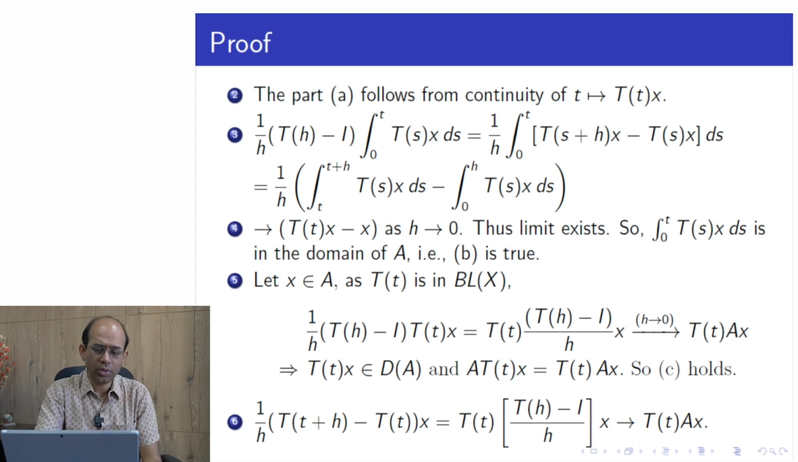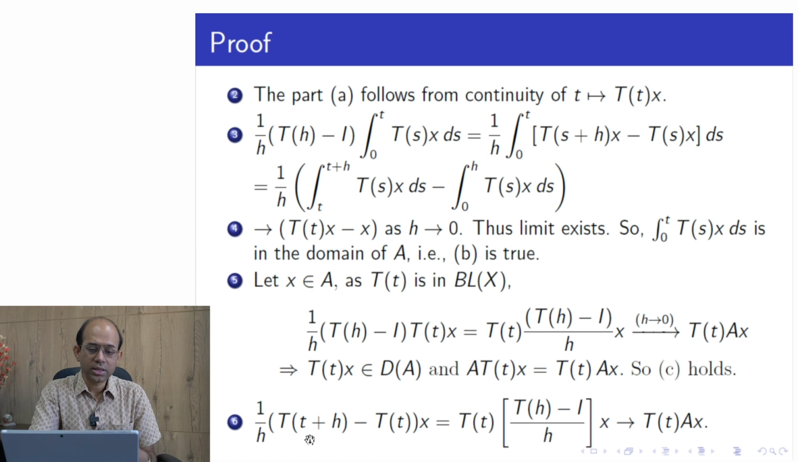Now for the derivative part, what we do is we take 1 over h times T(t+h)x minus T(t)x. Why do we do that? Because we need to show T(t)x is differentiable. To show it is differentiable, we use the first principle: we take the rate of change. Here we take the positive side first, the right hand derivative. So t plus h is positive here: T(t+h)x minus T(t)x divided by h.